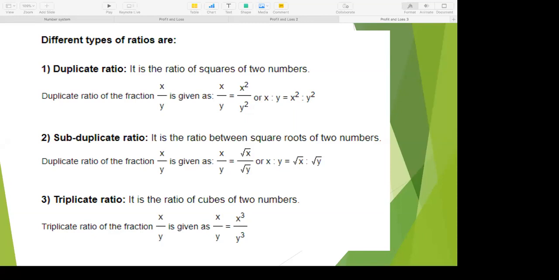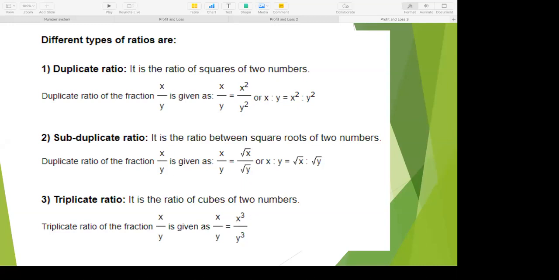Example, let's say the initial ratio is given as x by y, and you are asked to find out the duplicate ratio of x by y. You will simply go for x square by y square. It is simply squaring of the ratio. So if the initial ratio is given as 3 by 4, the duplicate ratio of 3 by 4 will be 3 square by 4 square, 9 by 16.